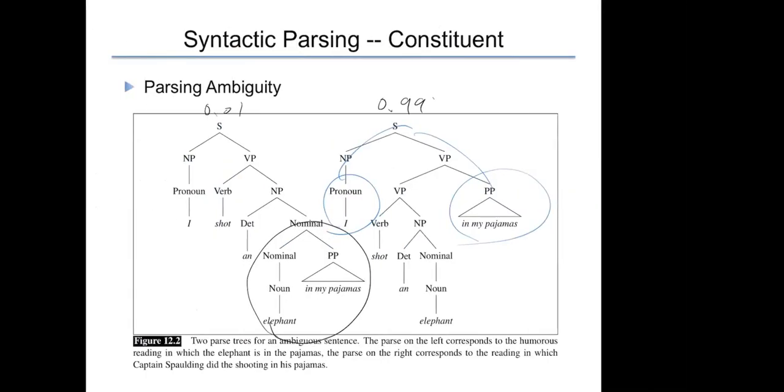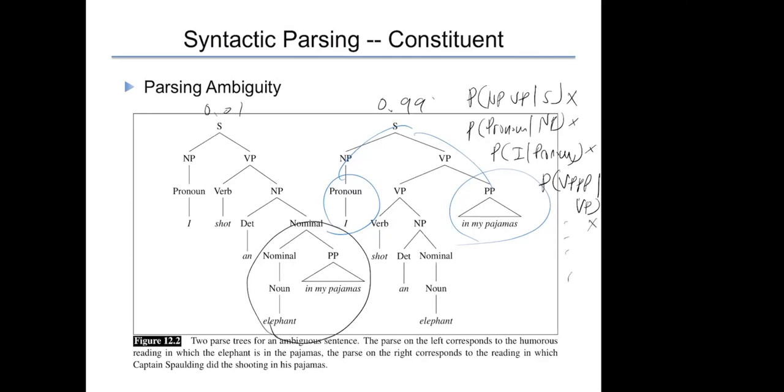So for instance, if you want to compute the probability of the right parse, this will be exactly P of NP, VP given S, and you compute what's the probability of NP going into pronoun given NP, and I'm multiplying everything, by the way. And you compute what's the probability of pronoun turning into I. So you're done with the left branch of the tree, and you go into the right branch, which is now, what is the probability of VP turning into VP and PP? Okay, I'm running out of space, but you get the point, hopefully. So you just have to multiply all these individual probabilities of each rule to compute the probability of the final parse.